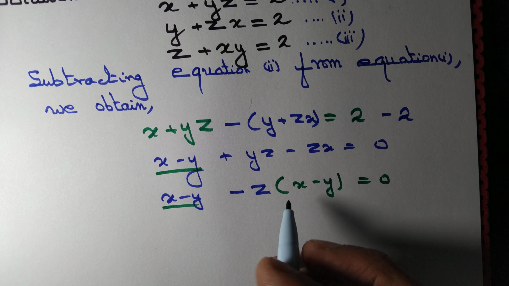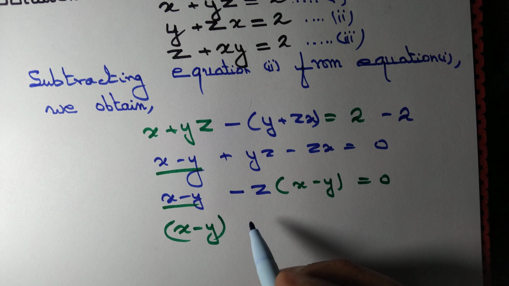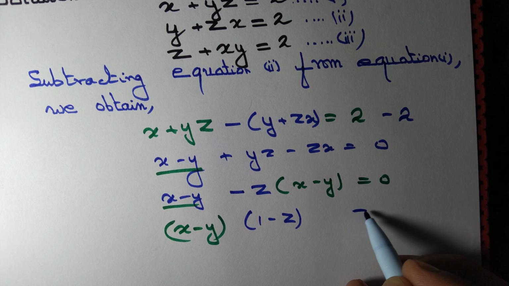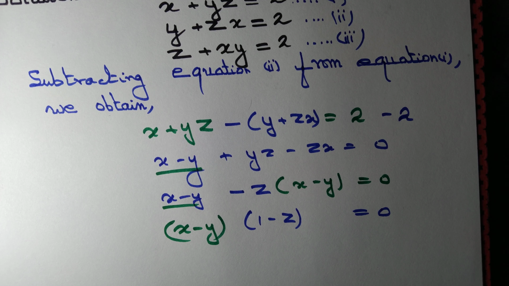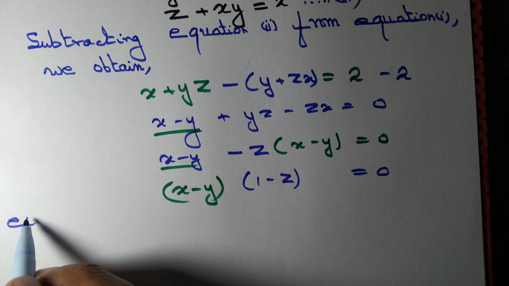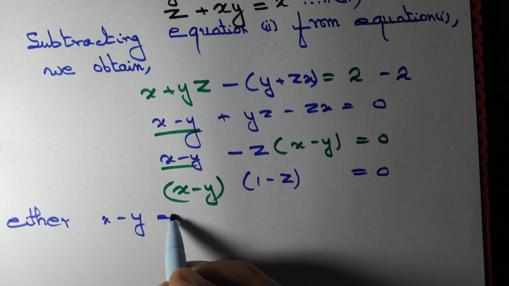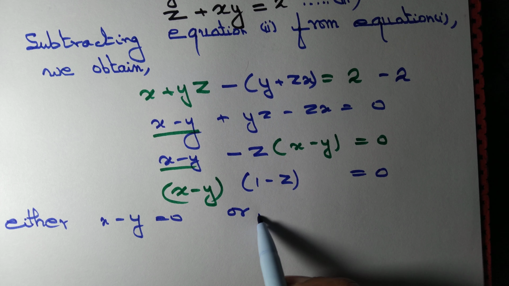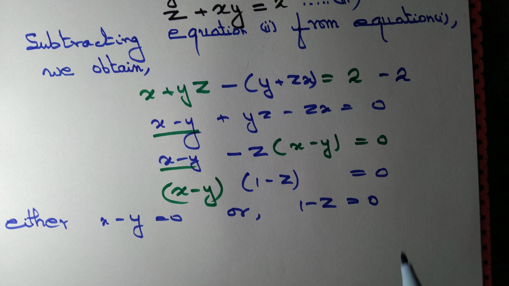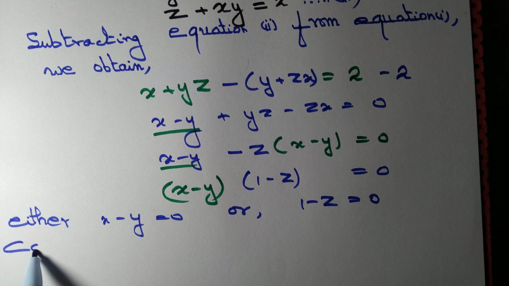Now we take x minus y common once again. And then we are left with 1 minus z equal to 0 as it is. Now we see that the product of two numbers equal to 0 means one of them has to be 0. So either x minus y equal to 0 or 1 minus z equal to 0. We don't know which one it is. Maybe both of them are 0. So we start with case 1, the easier one.